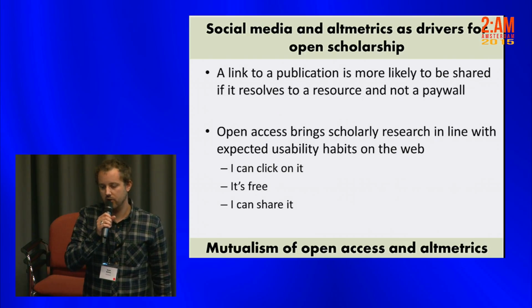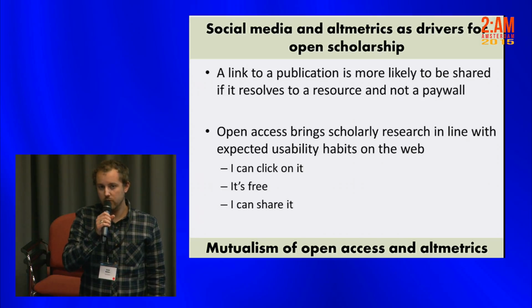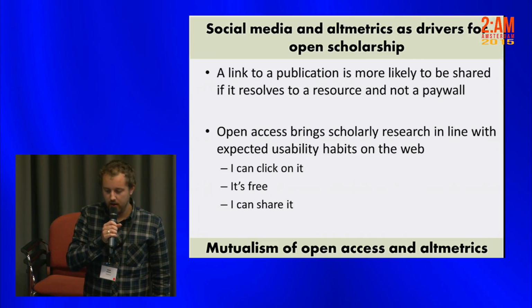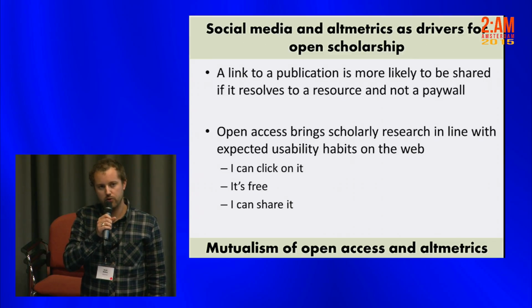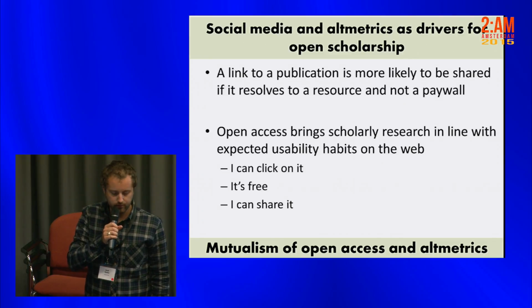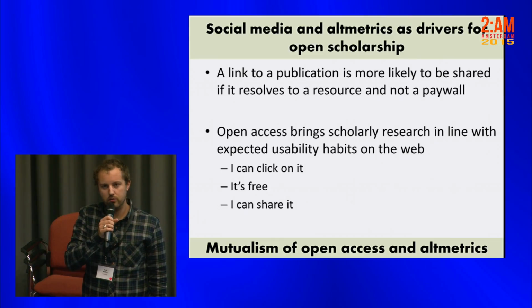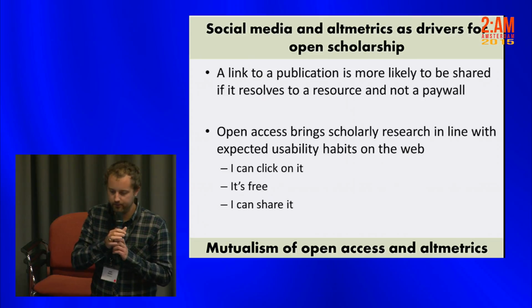Moving into the next section, I'll just touch on the clear mutualistic relationship that exists between alternative metrics and the transition to open scholarship. It's true to say that a link to a publication is more likely to be shared if it resolves to a resource and not a paywall. And open access brings scholarly research in line with expected usability habits of web content.